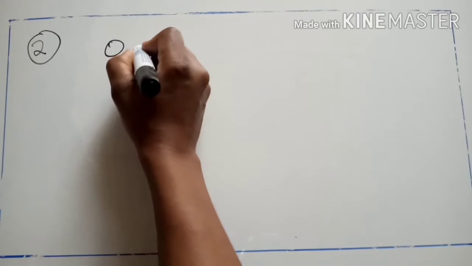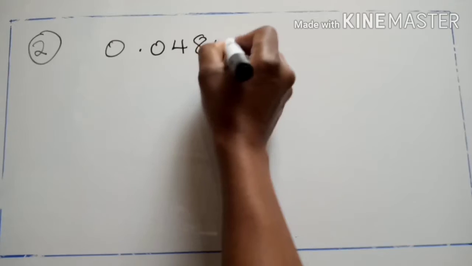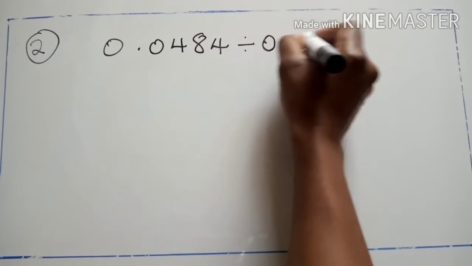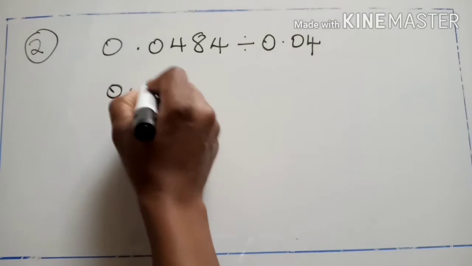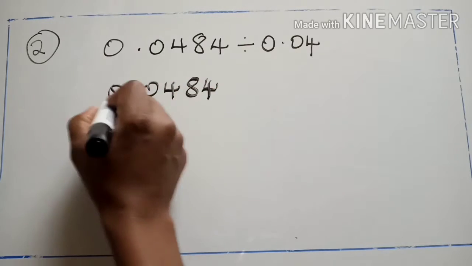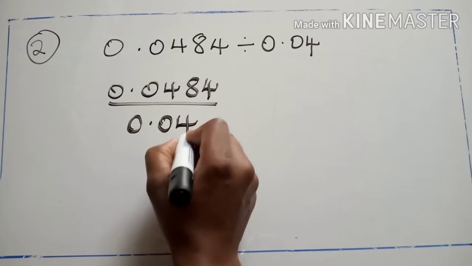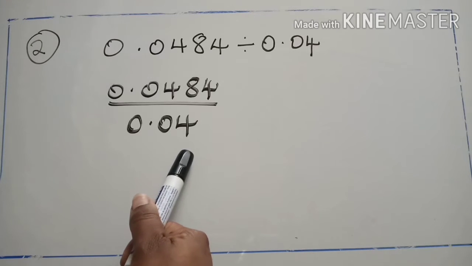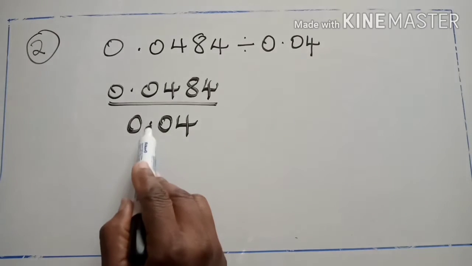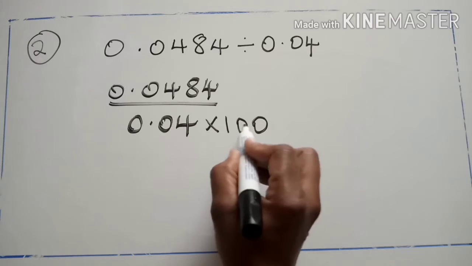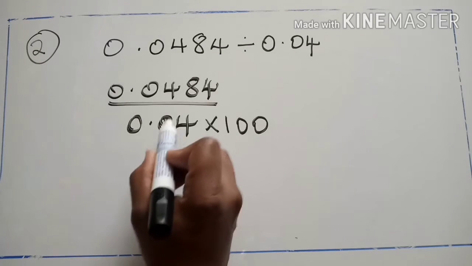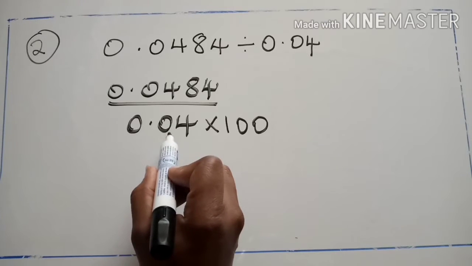On to our second example. On our next example, we have 0.0484 divided by 0.04. We first arrange this as a fraction and we write 0.0484 all over 0.04. Now we want to make our denominator a whole number. So we have 2 decimal places here. We will multiply by 100 because the 100 has 2 zeros that will take away these 2 decimal places.